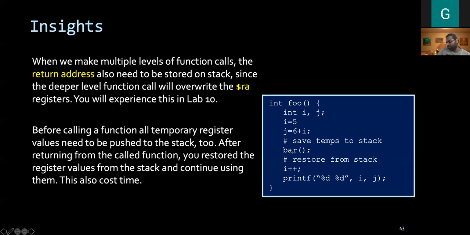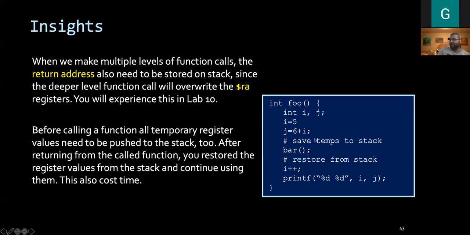Then you call bar. When bar does its thing and returns, you want to get the return value from the stack first. After that, the last thing you put on the stack was the return address for the current function, so you would read that in. Then you would restore all of the temporary registers that you were using. And then you move on to the rest of your code. So it's just a bunch of different memory accesses.